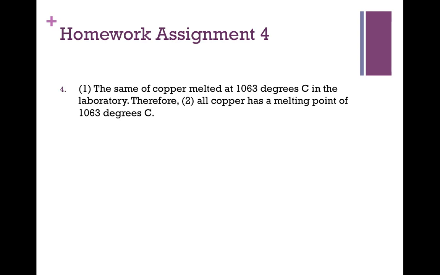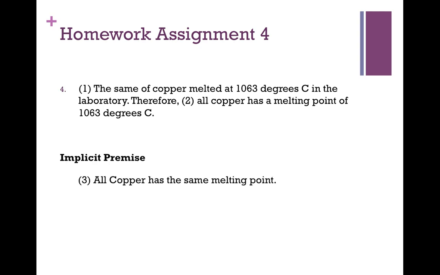Anyway, so this sample of copper melted at this degree, therefore all copper has a melting point of this degree. And this one might not be obvious at first. You know, I had to think about it for a second. But basically, it's assuming that all copper has the same melting point. That all copper has the same melting point. So the diagram for this is the same as the previous ones.